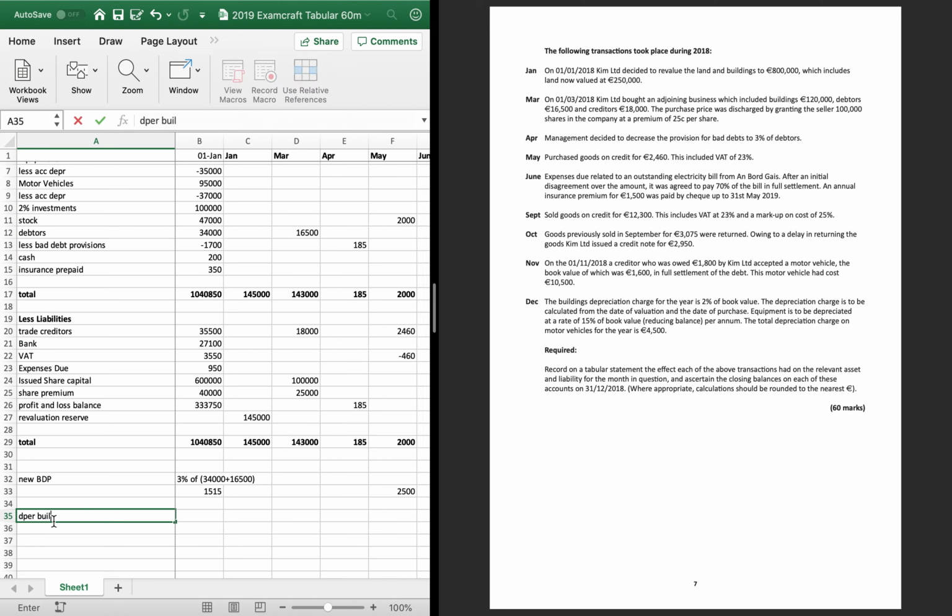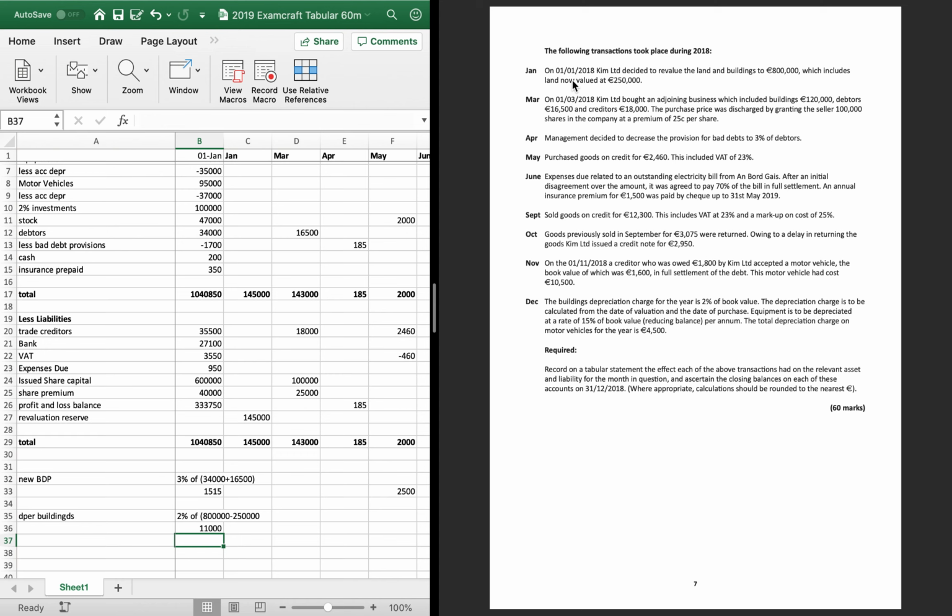So depreciation of buildings, we're going to have 2% of 800,000 minus 250. So it's 2% of 550. Now we revalued that on the 1st of the 1st, so it's by 12 months. So it's by 12/12, so that's 11,000.